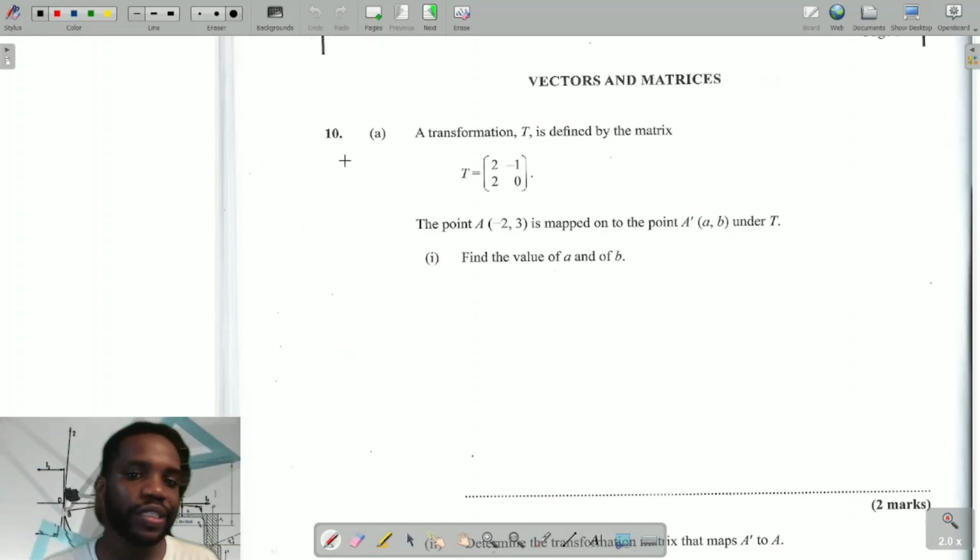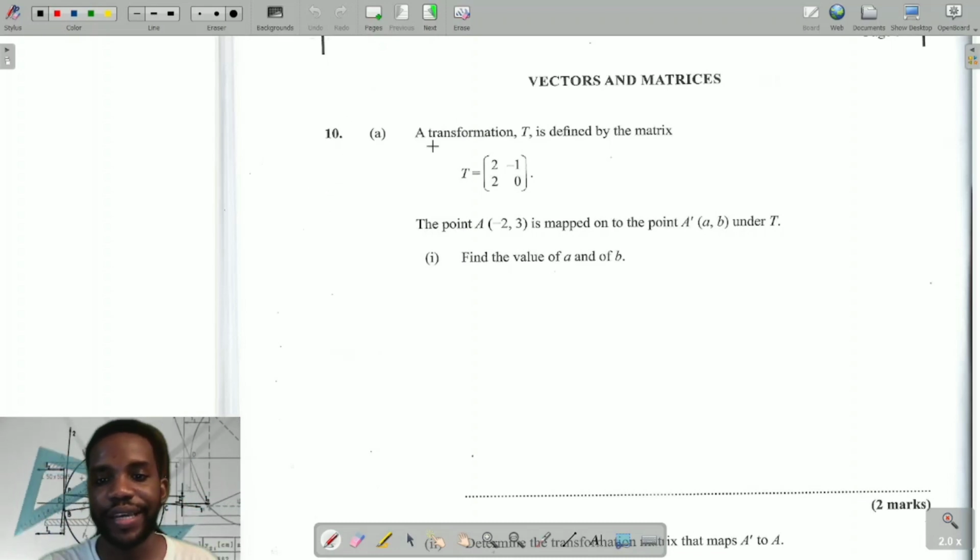Now we start with question 10, and 10a says a transformation T is defined by the matrix T equals, and of course you go row by column, right? So you have 2, -1, 2, 0. The point A, which is (-2, 3), is mapped onto point A prime, which is (a, b), under T. Find the value of a and of b.